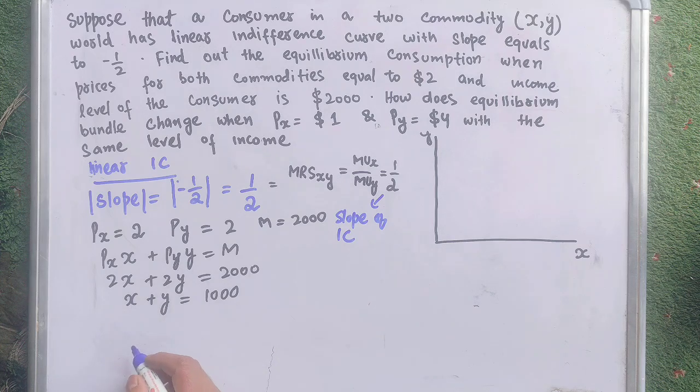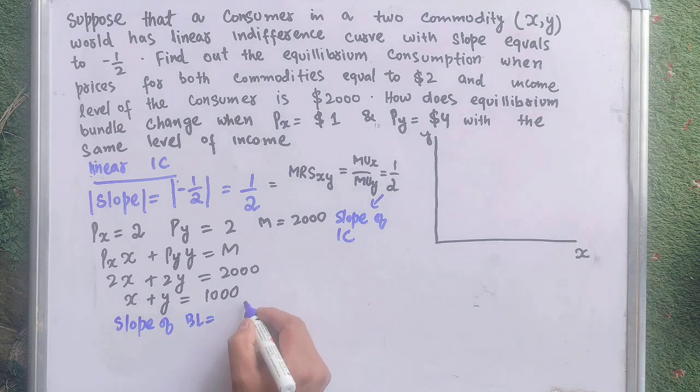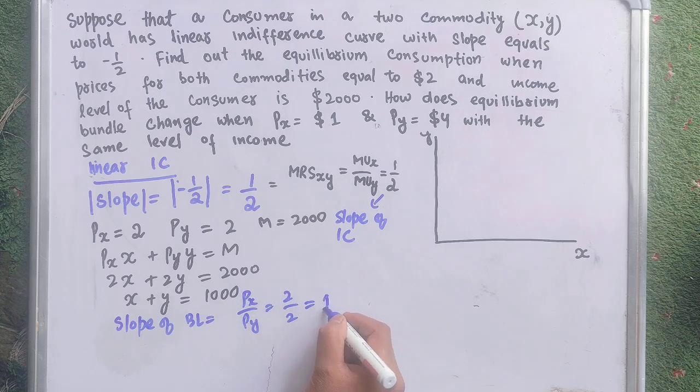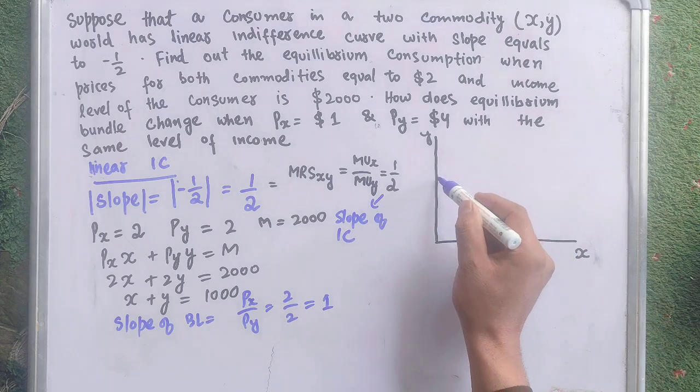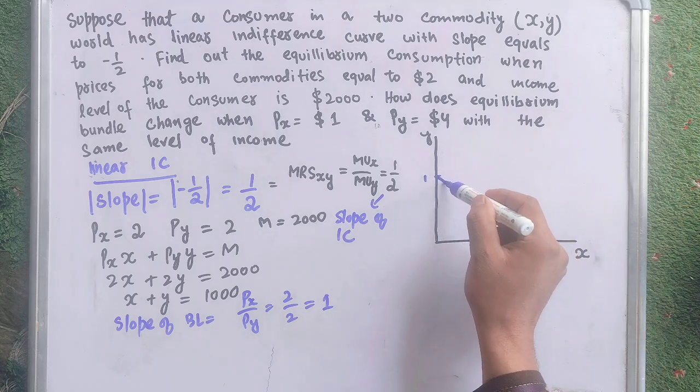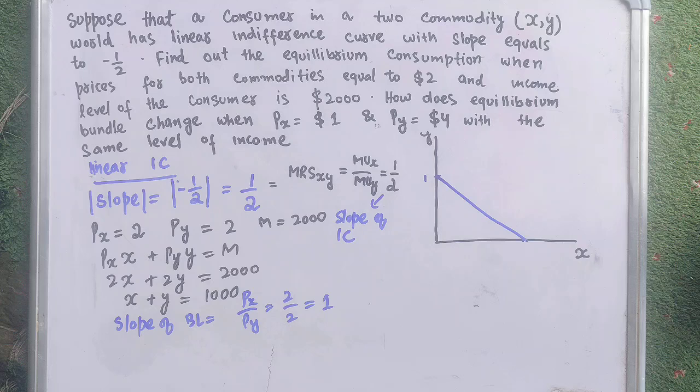And what is our budget line? What is the slope of the budget line? Slope of the budget line, as we know, is the ratio of the prices, price of good X upon price of good Y, which is equal to $2 upon $2, which is equal to 1. So let us first draw the budget line. Its slope is 1. So let us say here we have 1, here also we have 1. So let us draw, this is our budget line.